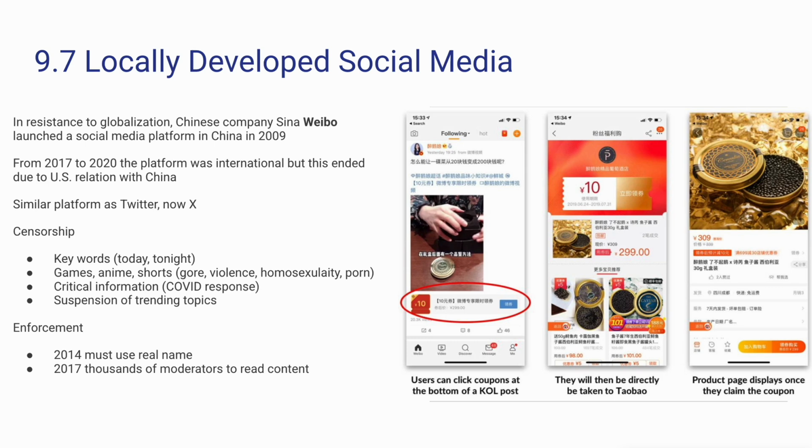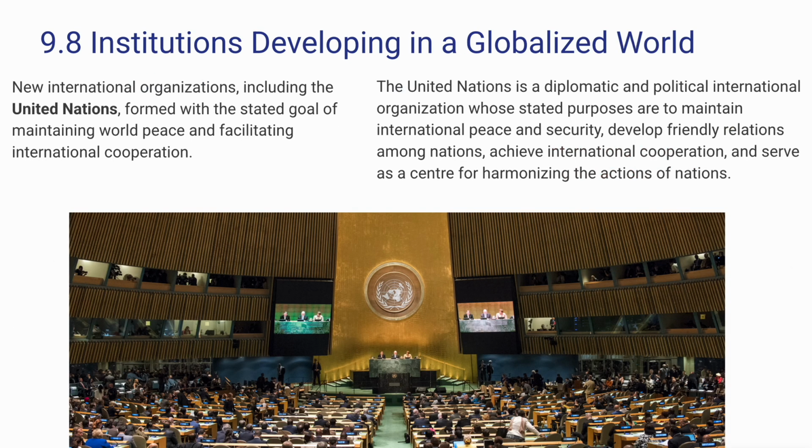All right, 9.8, institutions developing in a globalized world. So new international organizations, including the United Nations, formed with the stated goal of maintaining world peace and facilitating international cooperation. So this was at the end of World War II.